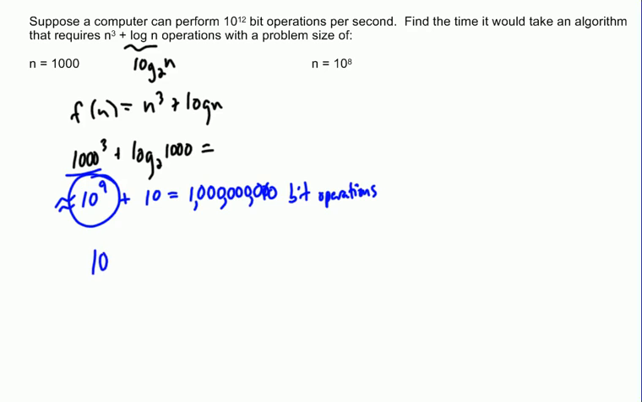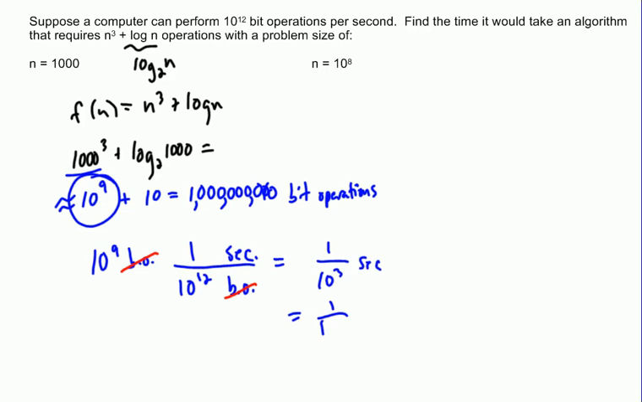Okay. If you have 10 to the 9th bit operations, and you can do 10 to the 12th bit operations in 1 second, what I did here was set up a ratio so that I had the unit cancellation, bit operations cancel, leaving me seconds on the top. That's going to give me 1 over 10 to the 3rd seconds, which is 1/1000th of a second, a millisecond. So even a problem the size of 1,000 on a fast computer like this could be solved in a fraction of a second.